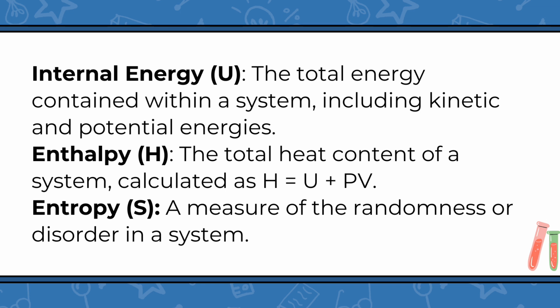Fourth is enthalpy, which is symbolized by H. Enthalpy is the total heat content of a system, calculated as H equals U plus PV. So enthalpy is the total heat content of a system at constant pressure. It combines the internal energy, or U, and the energy needed to make space for the system, given by pressure times volume, or PV.